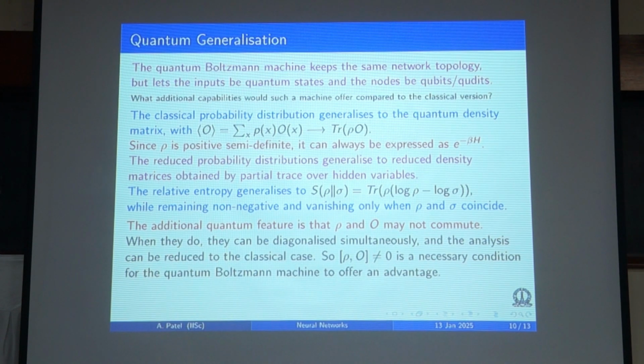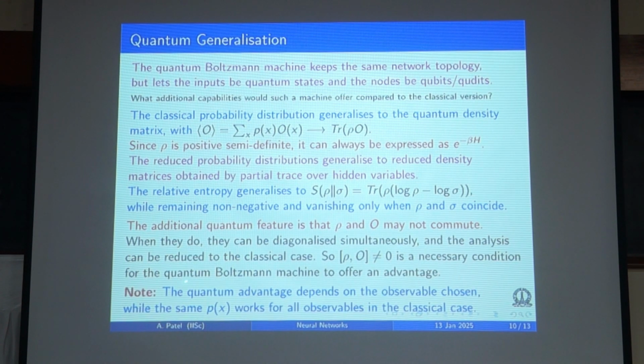This is a very peculiar fact, but quantum mechanics has to get in somewhere or the other, and the commutator has to appear in some form or the other for the quantum analysis to make a difference. It should be remembered that this condition means the advantage depends on the chosen observable, while in the classical case, no matter what observable there is, I have the same prescription. Same probability distribution which I determined, I can calculate any observable. But here it says for some observables there can be an advantage, for some observables there is no advantage. It is a problem-dependent statement.